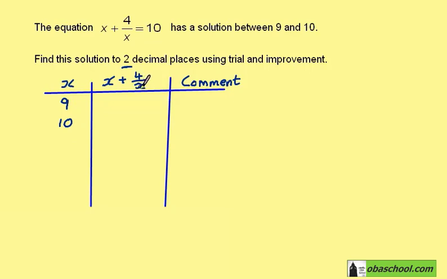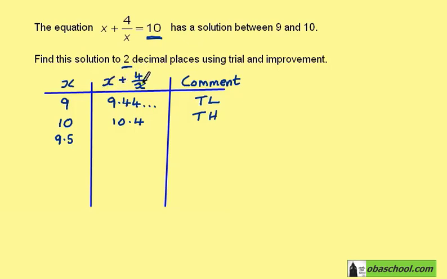9 plus 4 divided by 9 is 9.44 and so on, which is less than 10. 10 plus 4 over 10 is 10.4, which is more than 10. So let's try somewhere in between, like 9.5.